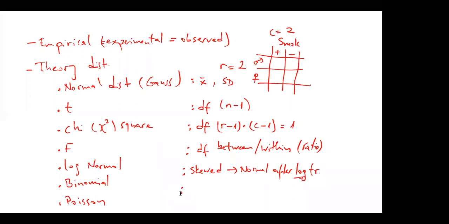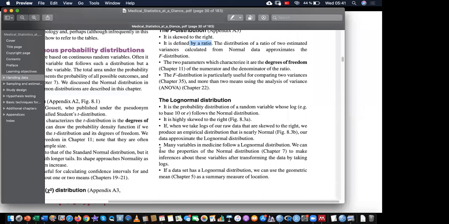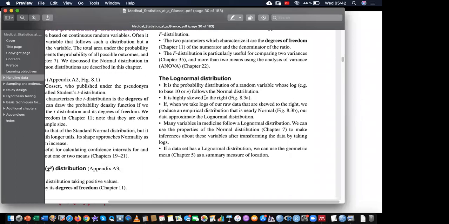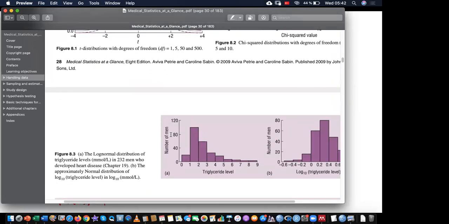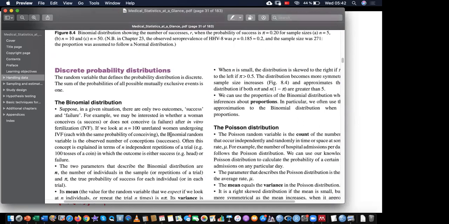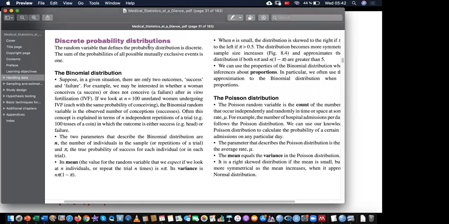On the other hand, the log normal distribution is skewed to the right, and it is the probability distribution of a random variable whose logarithms, usually on base 10, follow the normal distribution. The last two important distributions used in medicine are the binomial and the Poisson distribution.